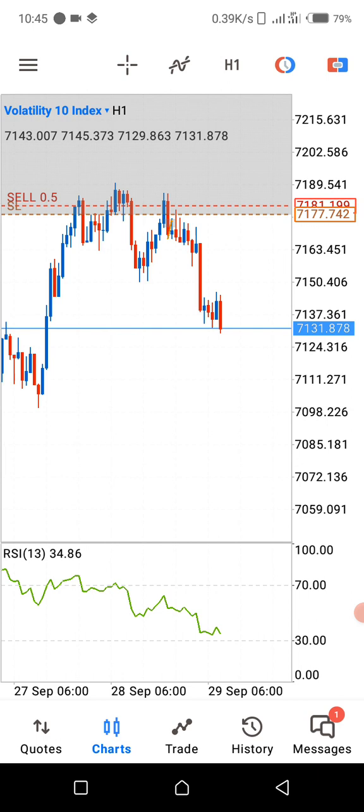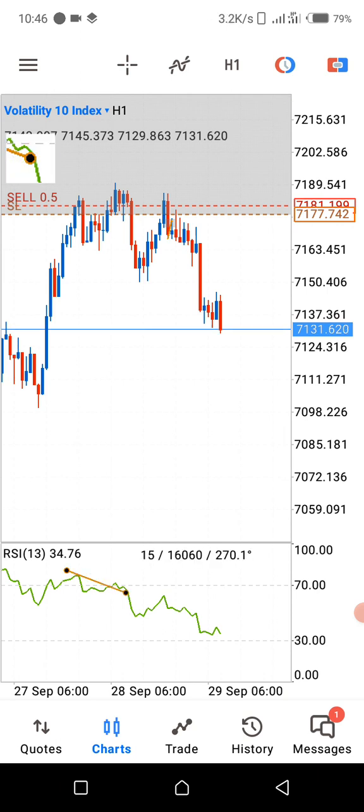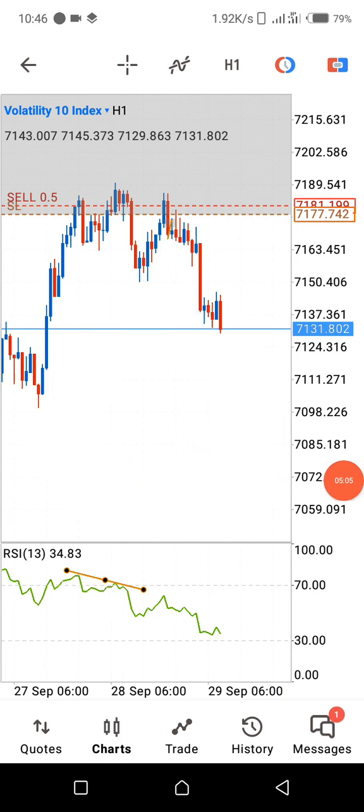Now if you take a look at this, you see this move from this place to this place is giving us, from the indicator, a lower low, right? But if you go to the screen, the market is giving us a higher high. Do you see it? So this is called a divergence.